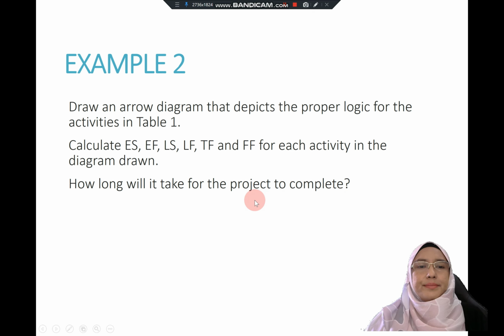Okay, I have also provided you with examples too. Example 2 also needs you to draw the diagram and calculate the early start, earliest finish, late start, late finish. This time you calculate the total float and free float for each activity in the diagram, and also you need to calculate or determine the project duration.